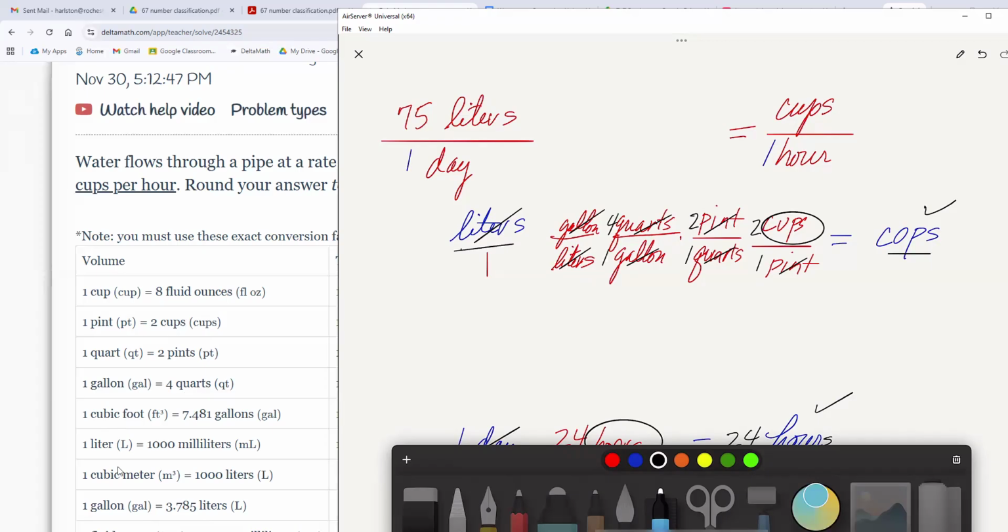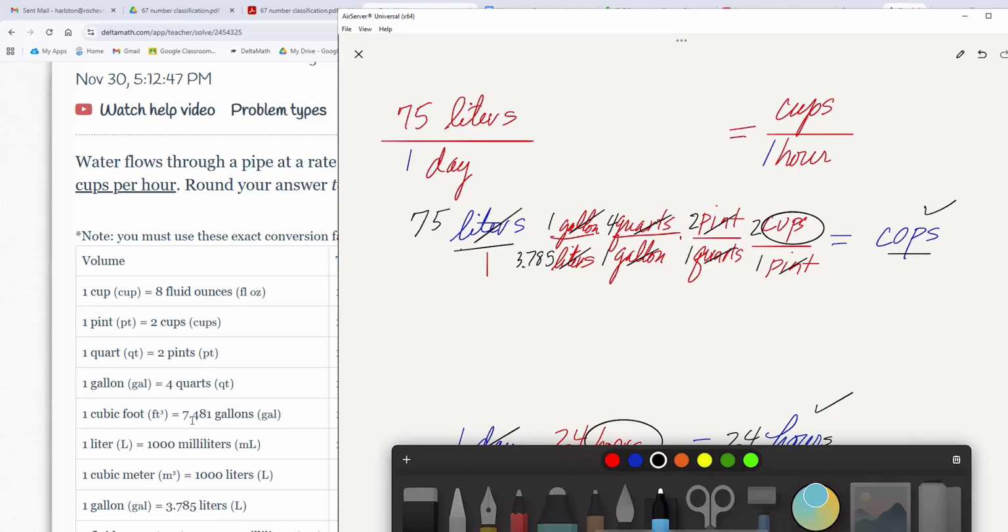And then I say every gallon is also equal to 3.785 liters. So actually I could say 4 quarts is equal to this, but I'm not going to do that. I'm just going to keep using what they've given us. So 1 gallon is also equal to 3.785 liters. Now we started with 75 liters, so I'm going to put that number there.